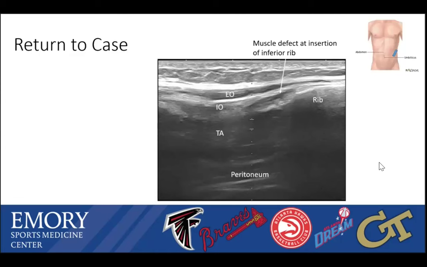Okay, in returning to our case, we're now visualizing the three muscles of the anterolateral abdominal wall as they approximate the inferior costal margin, which is going to be on the right of this picture. You can see the bright rib on the right side of the screen.